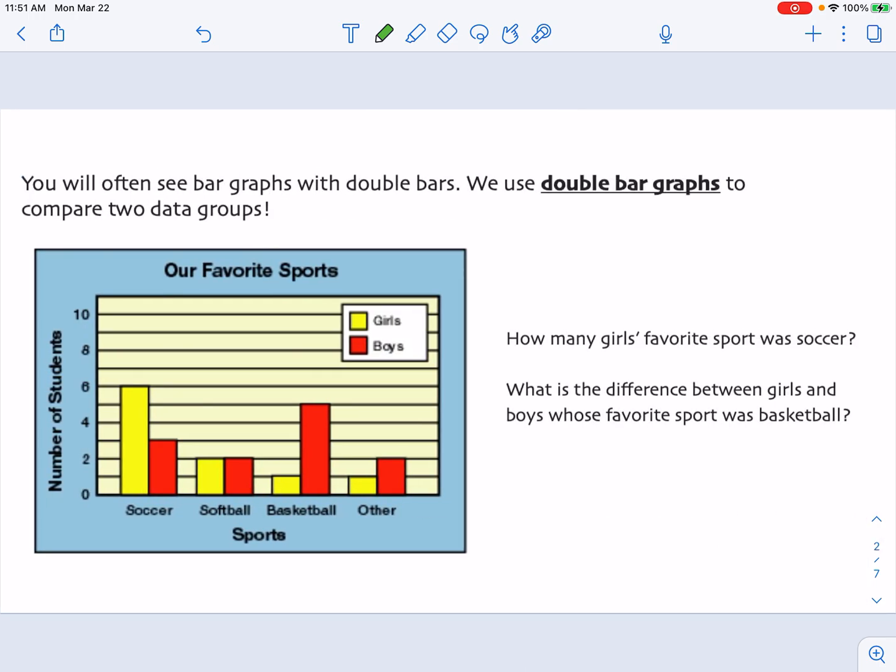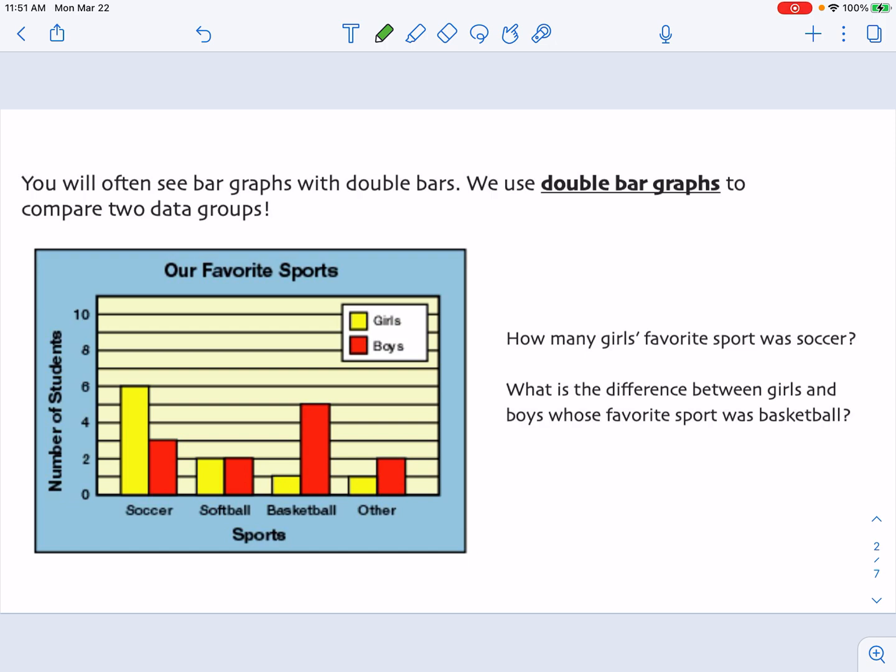Okay, sometimes we'll see bar graphs with double bars, and we use double bar graphs to compare two data groups. So this graph has our favorite sports, and they're comparing the favorite sports of girls to the favorite sports of boys. So the key has our girls being yellow and boys being red.